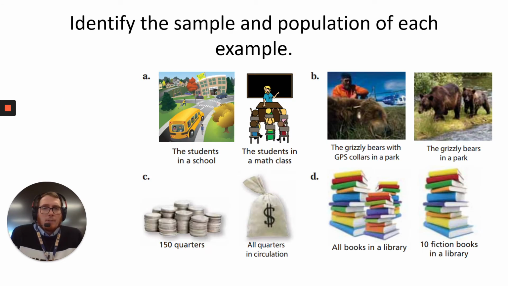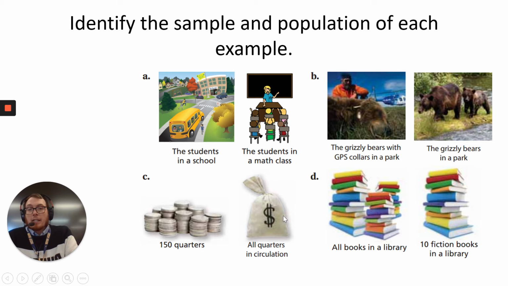Here are 4 examples of different situations. We just want to make sure we're able to identify which is the sample and which is the population. So this first one, the students in the school, is the population because the students in the math class are a portion of the students in the school. The grizzly bears in the park are the population of letter B, and then the ones with the GPS collar for tracking purposes would be the sample of that population.